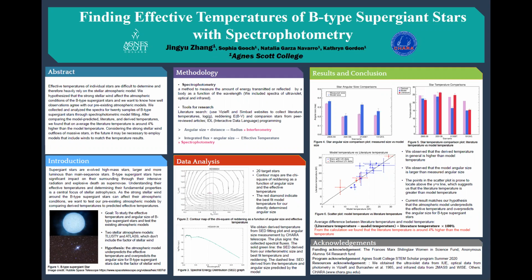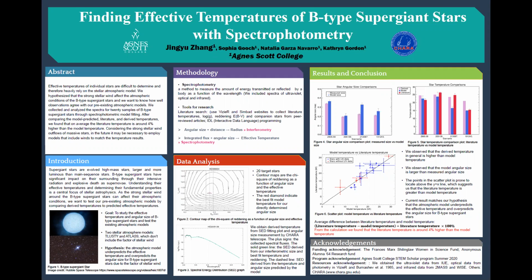Our astrophysics summer research focuses on studying B-type supergiant stars. Supergiant stars are the most massive and luminous stars in the universe. Supergiant stars are powered by shell burning, which causes their strong stellar wind. And effective temperature is a key parameter to studying supergiant stars.